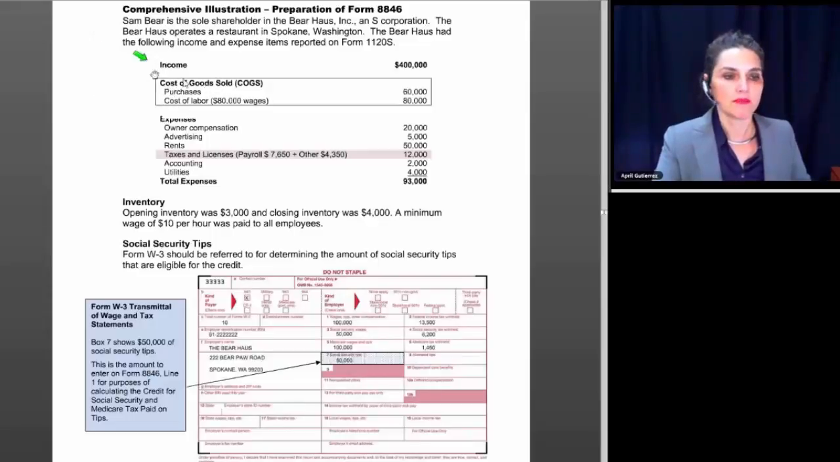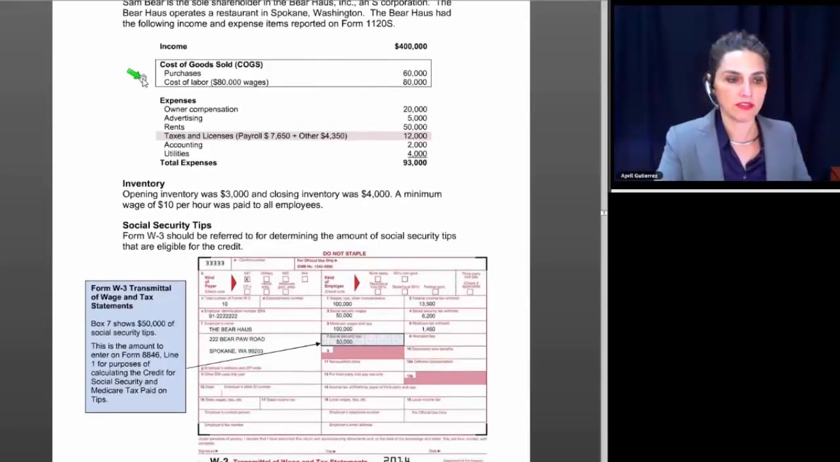We have income of $400,000. We also have some cost of goods sold computations here. The cost of labor is $80,000. The cost of purchases is $60,000.